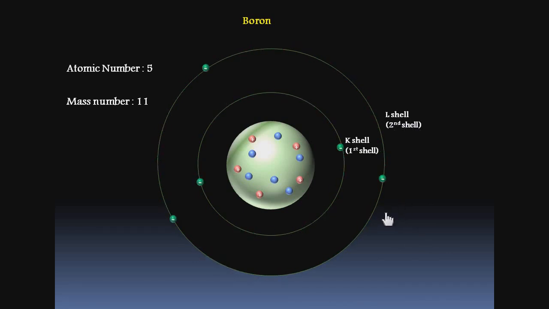Here the outermost shell is L shell, and hence that is the valence shell. The number of electrons in this valence shell is 3, that is we have 3 valence electrons. This 3 is less than 4, hence valency is also 3. So boron has a valency of 3.